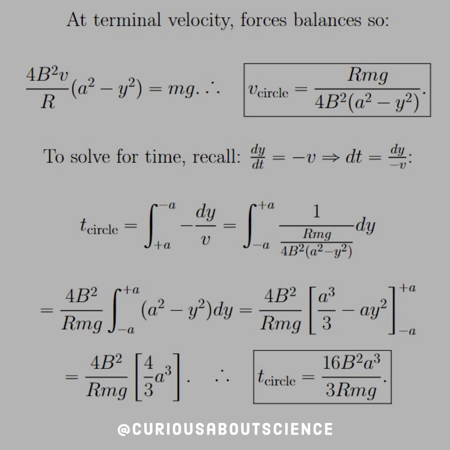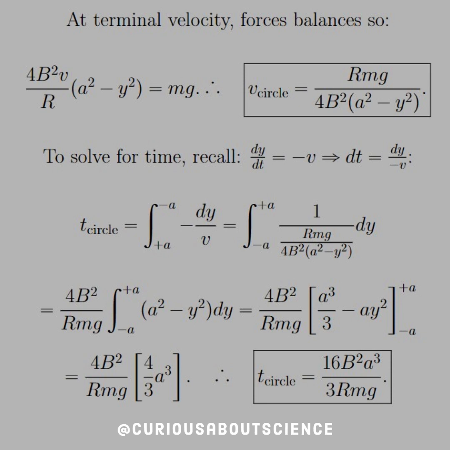All right, now to solve for time, recall that dy/dt is equal to negative v, so dt is equal to negative dy over v. Again, separation of variables does this for you. And then integrating this, you go from t of the circle, which is at plus a to minus a, again, left to right. And then you get negative dy over v, so the negatives cancel. That negative sign allows you to flip the integral bounds. And just go ahead and plug in v that we found with respect to y.